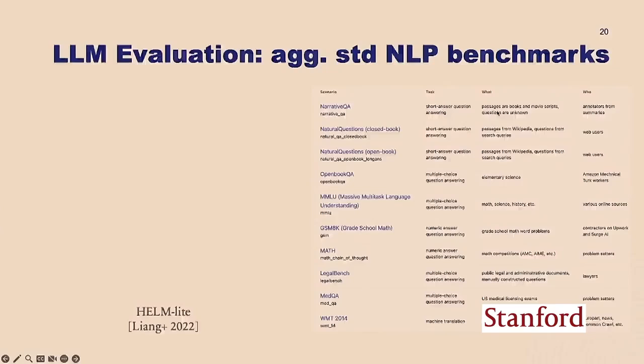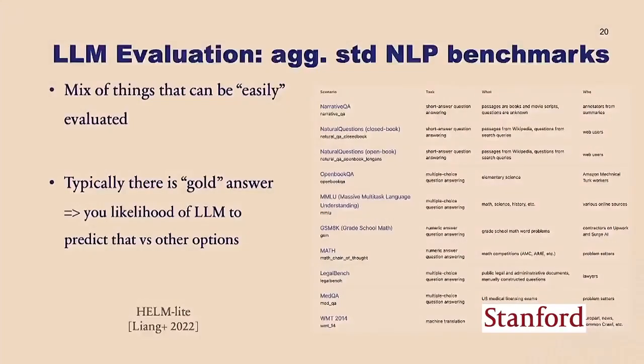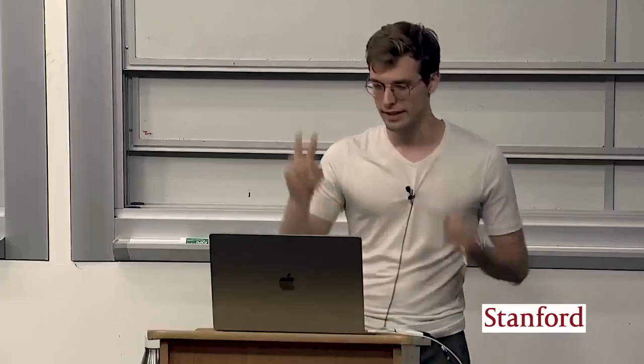Just to give you an idea, in HELM there are all of these types of tasks, which are mostly things that can be easily evaluated, like question answering. Think about many different question answering tasks. The benefit with question answering is that you usually know what the real answer is. So the way that you evaluate these models, and I'll give you a concrete example in 1 second, is that you look at how likely the language model is to generate the real answer compared to some other answers. That's essentially, at a high level, how you evaluate these models.